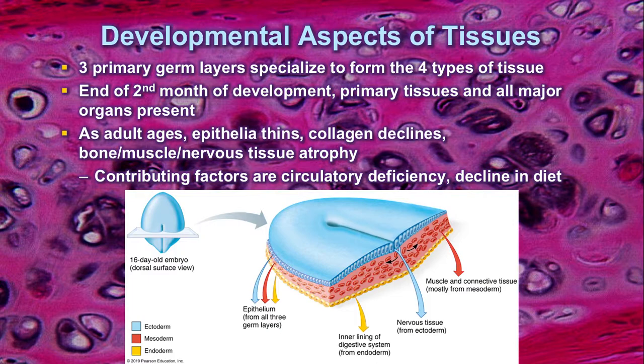You also have atrophy of your bones, muscles, and nervous tissue. They start dying away. Contributing factors: what causes these things to happen? Circulatory deficiency. Your circulatory system is not as efficient as it once was when you were younger, which prevents you from getting the nutrients and the oxygen to where they need to go, and the waste out of where it needs to go. You also have a decline in diet, so you're not getting the nutritional needs that you did when we were younger.